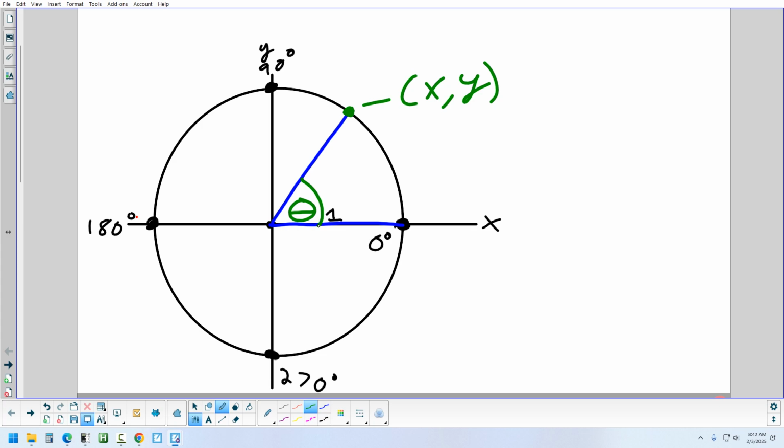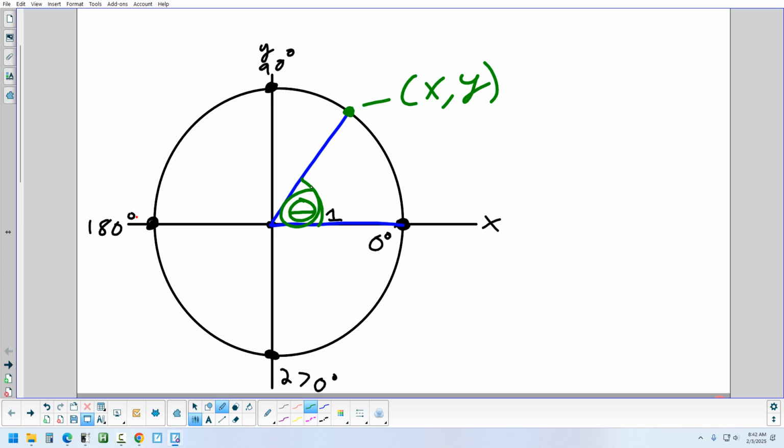Maybe it's 50 degrees. Let's say it's 50. So if that's a 50-degree angle, if we can figure out that coordinate, which is the location where the terminal side of a 50-degree angle hits the circle, then we can do some things with that angle that we're going to want to be able to do. But we have to know that coordinate to do it. That's the whole goal of unit circle trig.